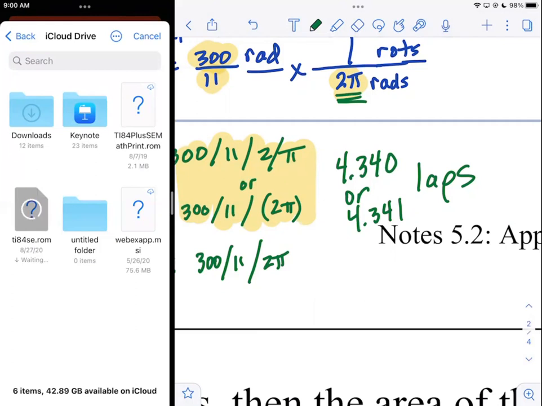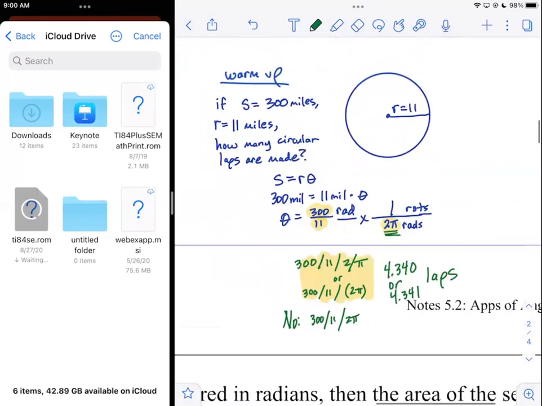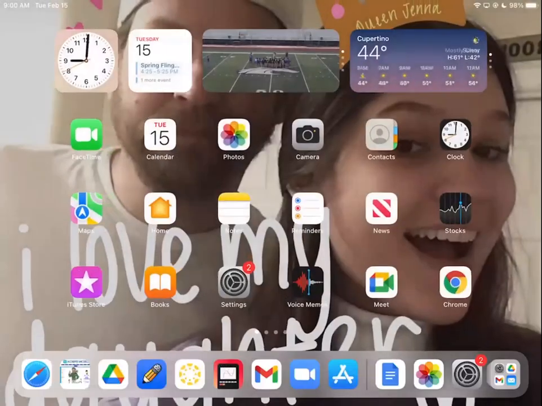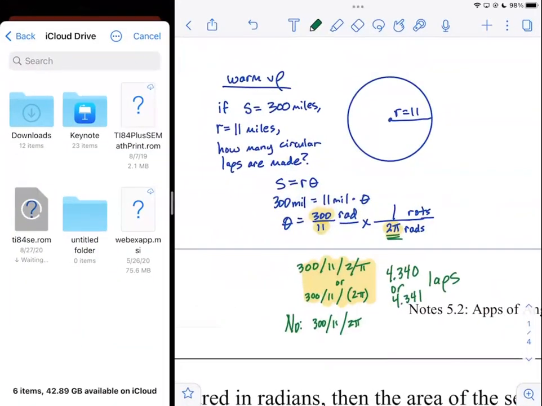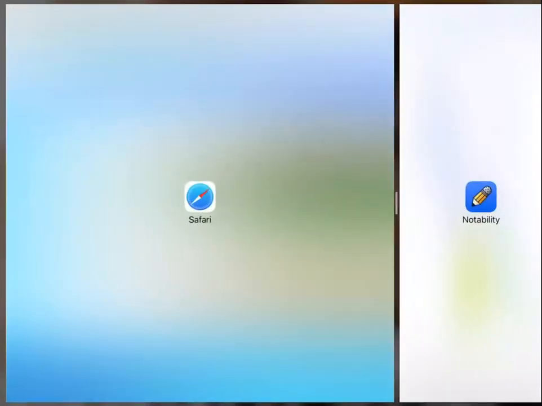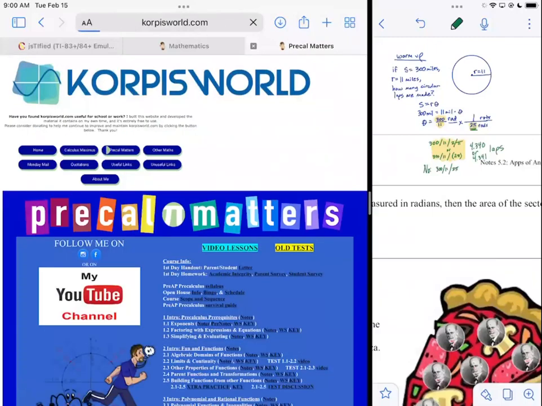So anyway, if you want to know where you can go to practice, I will tell you what I did, since now we're warm. Any questions on the warm-up? Okay. If you want to practice, here's where you could go. You could go to Corpy's World. There it is, Corpy's World. And of course, you go to Precal Matters.